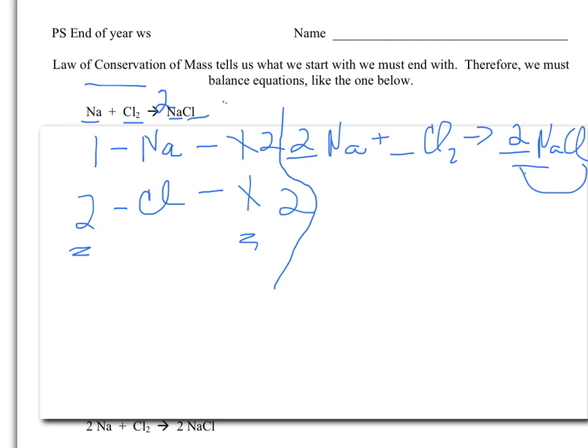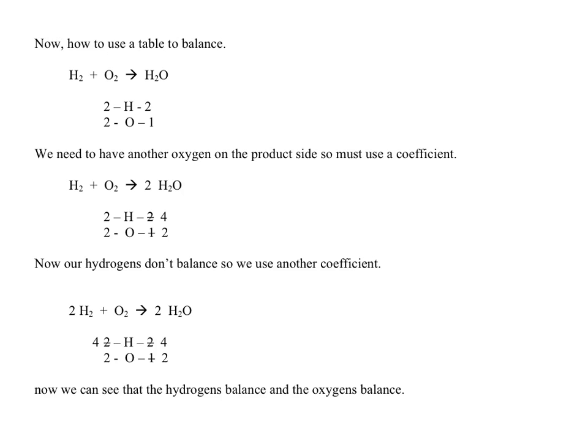Now I always check my work and make sure I've done this correctly. On my reactant side, I have two sodiums. Product side, two sodiums. Reactant side, I have two chlorines. On product side, two chlorines. I'm good. And this is just how to use the table to balance. And here we're using the H2 plus O2 yields H2O. And you can go through and look at this, and it's on your worksheet.